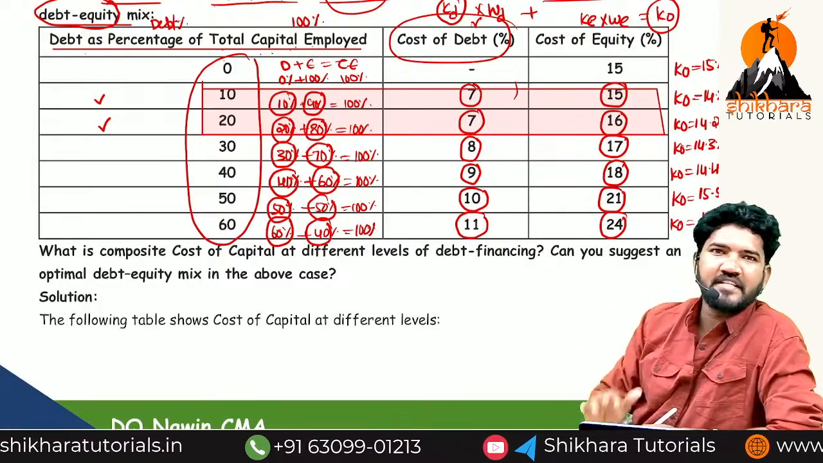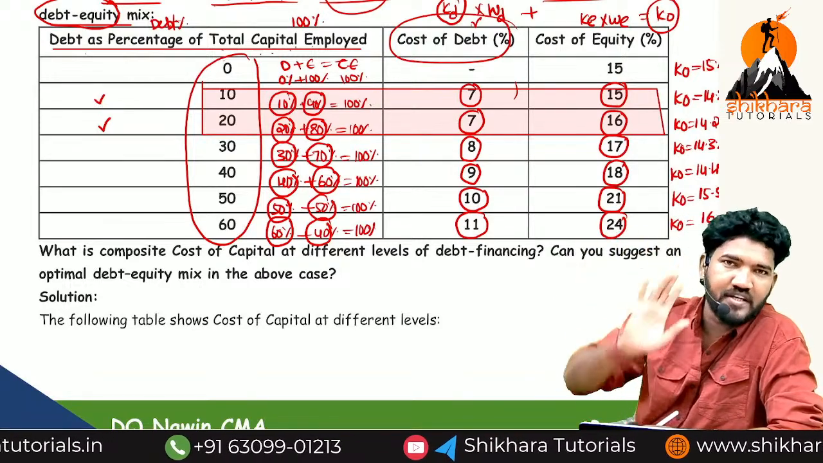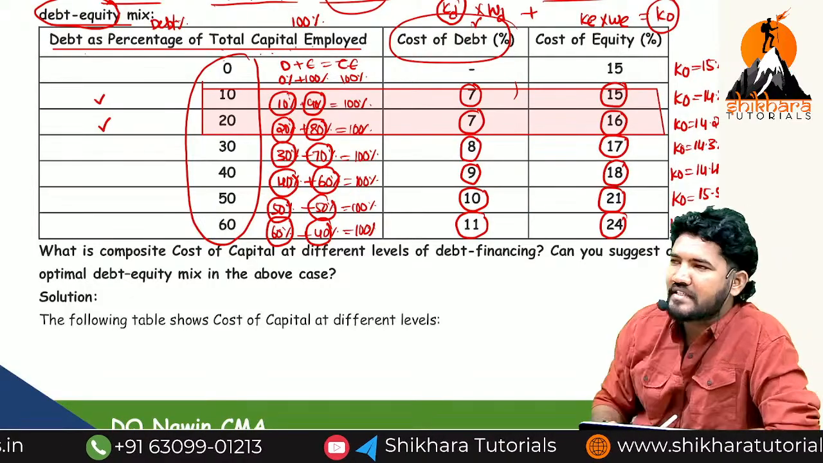There are multiple bases, EPS basis, MPS basis, a lot of things. I will explain in capital structure. As of now, we are stating the decision based on KO. Guys, clear?